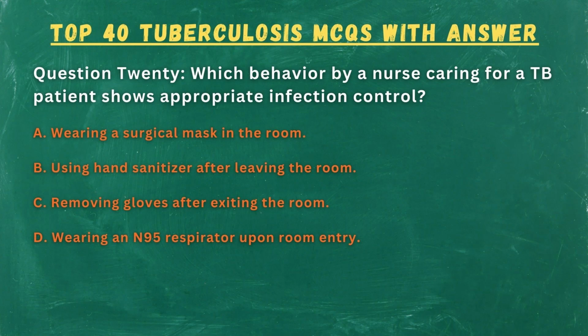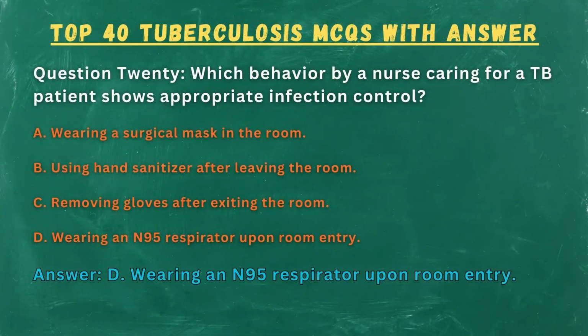Question 20. Which behavior by a nurse caring for a TB patient shows appropriate infection control? A. Wearing a surgical mask in the room. B. Using hand sanitizer after leaving the room. C. Removing gloves after exiting the room. D. Wearing an N95 respirator upon room entry. Answer. D. Wearing an N95 respirator upon room entry.